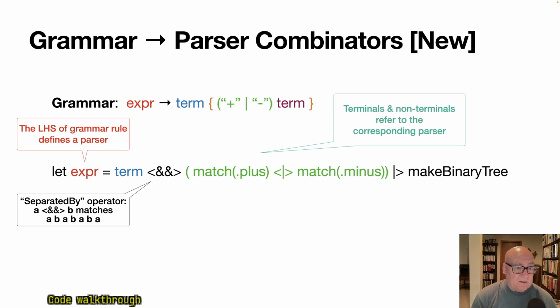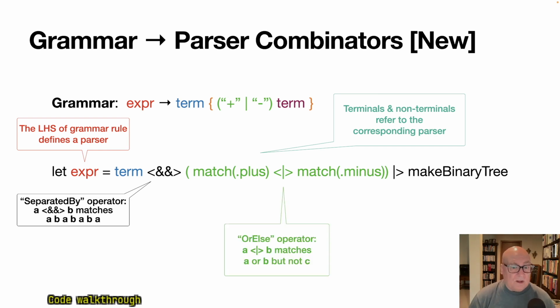And then we have operators. So the separated by is sort of a fancy one, and I think of it as exponentiation. A and B is A, B, A, B, A, B, A. So it's A's separated by B's. Okay. In our case, they're separated by pluses and minuses. It could be a list of values separated by commas. All that's possible. Okay. And so we're looking for a term separated by pluses or minuses. So term separated by pluses or minuses matches the grammar rule.